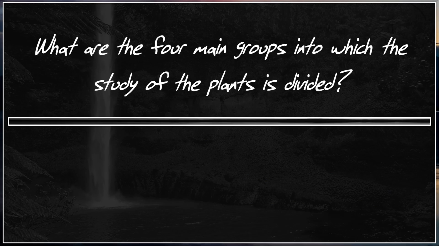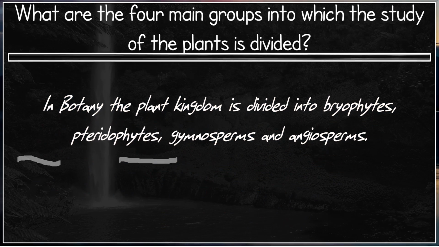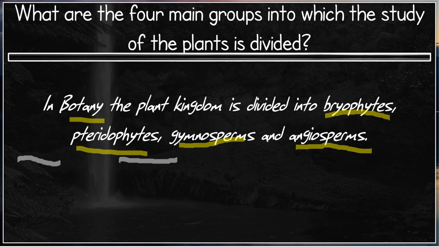What are the four main groups into which the study of plant is divided? In botany, the plant kingdom is divided into bryophytes, pteridophytes, gymnosperms, and angiosperms.